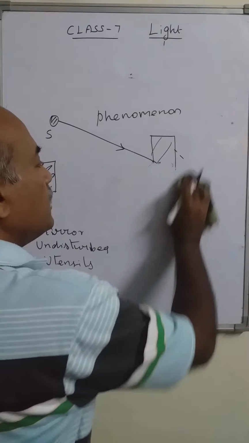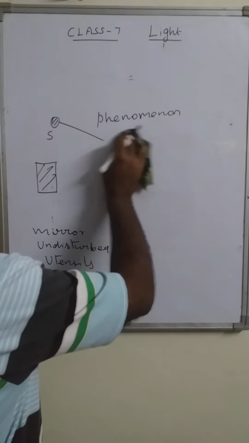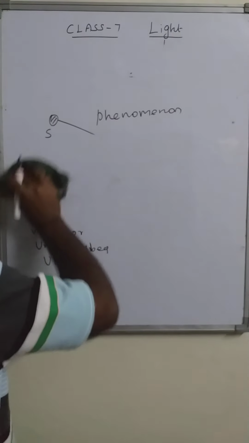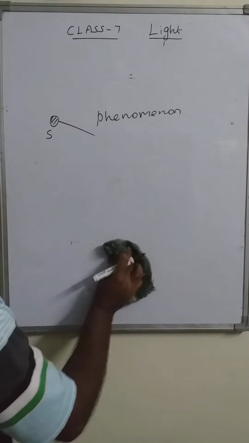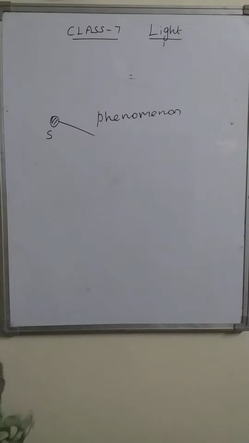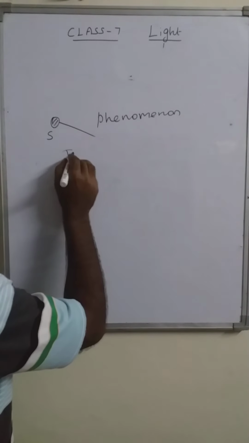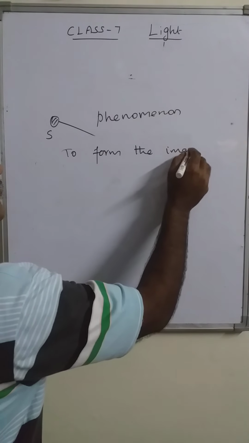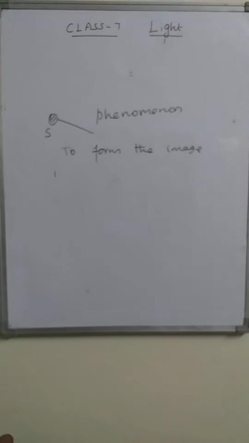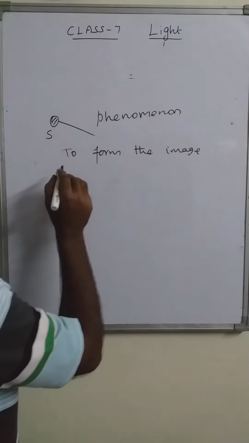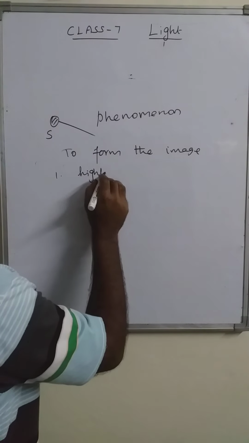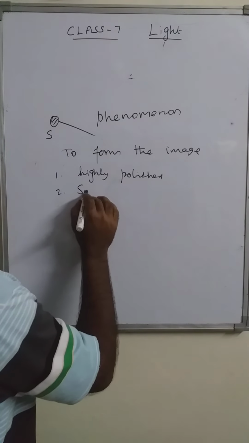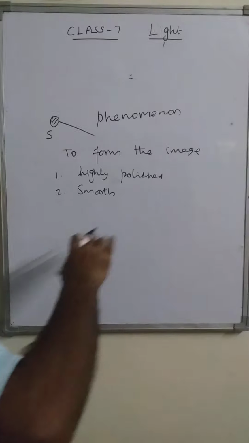So some conditions must be satisfied to form the image. The conditions are: to form the image, the surface must be highly polished and smooth. It must be smooth also. That means no roughness.